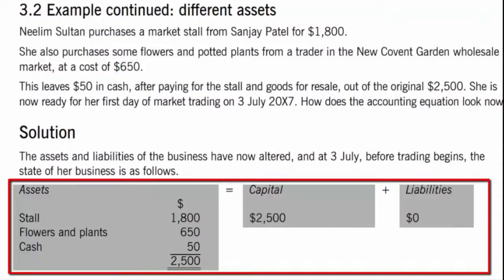This shows us that Neelam's assets have changed form, from being all cash to being divided into different types of assets, the stall, inventory, and a small amount of cash. But the total value of assets still equals the total of capital and liabilities.